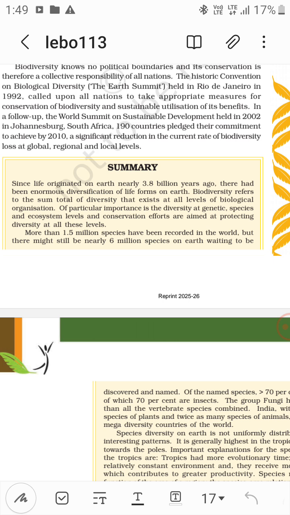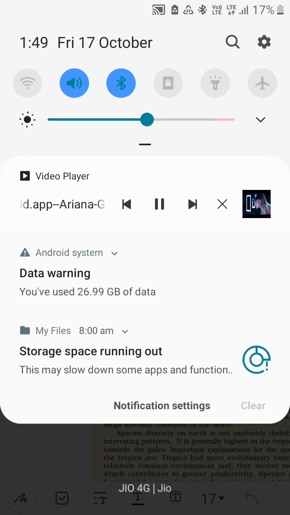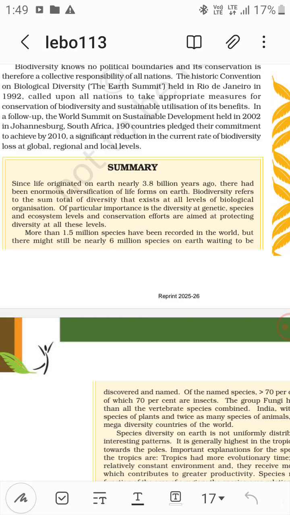Of particular importance is the diversity at genetic, species and ecosystem levels, and conservation efforts are aimed at protecting diversity at all these levels.